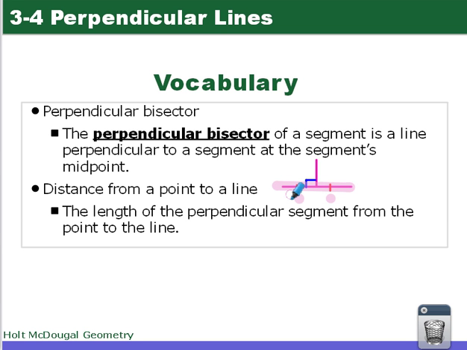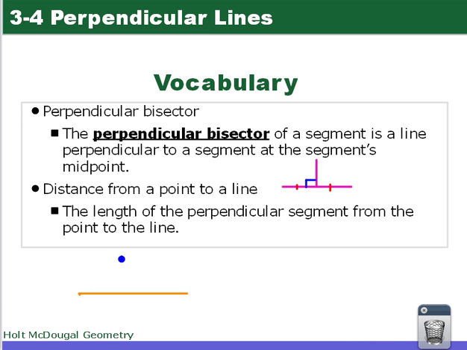The next definition is distance from a point to a line, the length of the perpendicular segment from the point to the line. So one thing to know about this, the length of the perpendicular segment from a point to a line is the shortest distance from the point to the line. And I will show you an example.